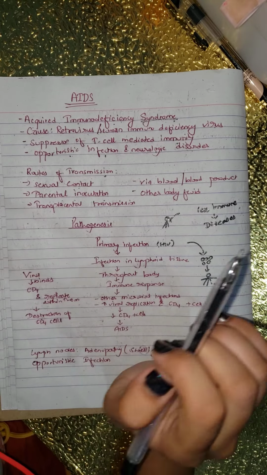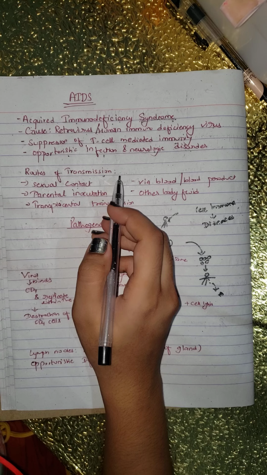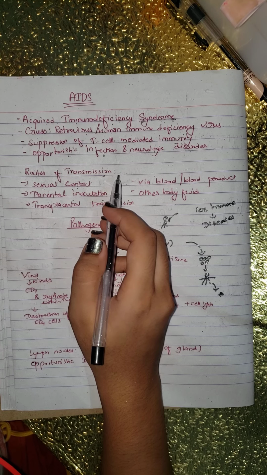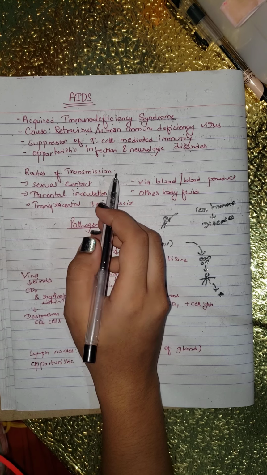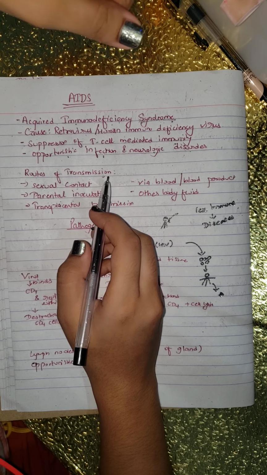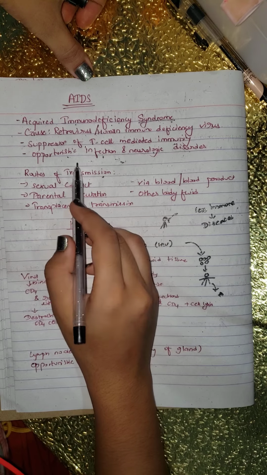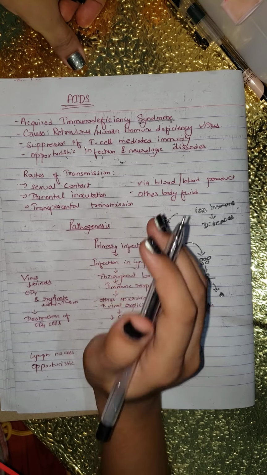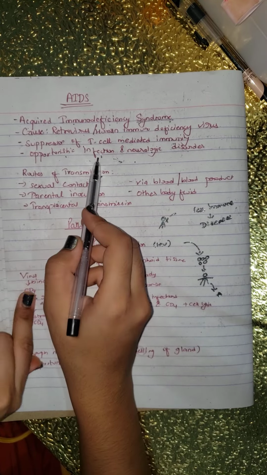So what is opportunistic infection? Opportunistic infections are those kinds of infection where the microbes are just looking for the right opportunity to attack the patient. That means if the patient's immunity is very low, then the microbes will easily attack that person, and the person has to suffer from infection. So those are opportunistic infections.